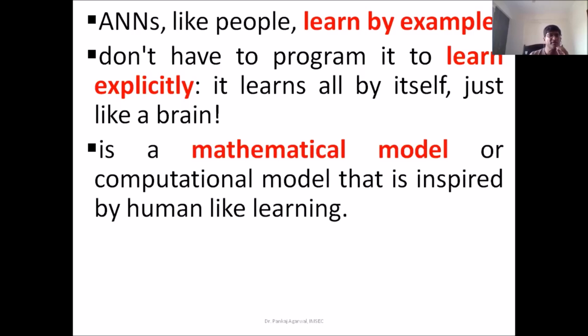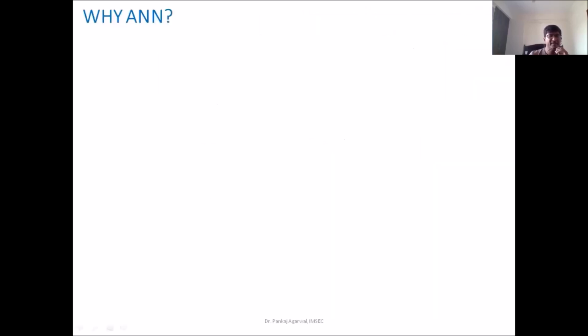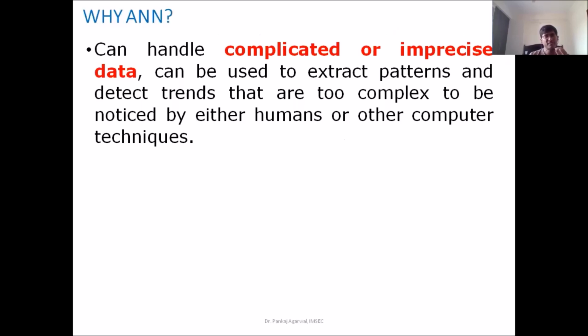ANN is definitely a mathematical or computational model inspired by human-like learning. So let us first understand why we are talking about ANN, and what exactly are the benefits that come from learning ANN, and the solutions which we obtain from ANN. The primary example is that we can handle complicated or imprecise data when we start using ANN. Because at times, for example, if I'm processing my speech, right?